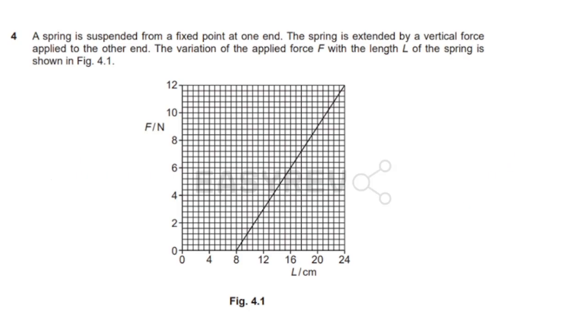So let's begin. Now here we have the following. A spring is suspended from a fixed point at one end. The spring is extended by a vertical force applied to the other end. The variation of the applied force F with the length L of the spring is shown in figure 4.1. Now before we go any further, two things must be pointed out. Number one is that on the x-axis we have centimeters, not the regular SI unit of meters. And secondly, where you would normally expect extension to be on any one of the axes, you instead have something like length. So these are just two things we'll highlight first and foremost, and now we'll go ahead.